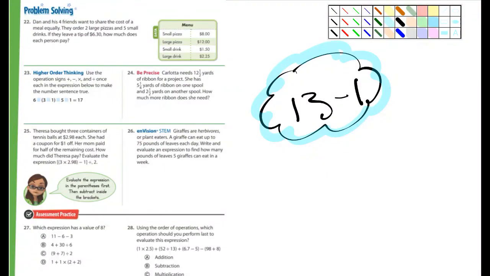Okay, fifth graders, I want you to do the problem solving page. It's the last page on 13.1. I don't plan on doing any of these really, so I suppose we could take a look at a couple of them. How about number 22?